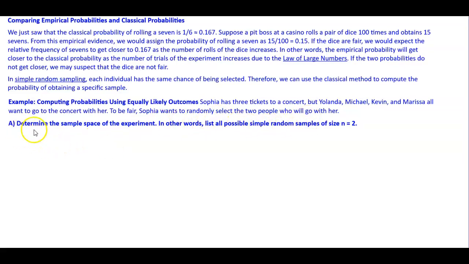So for part A, we're going to determine the sample size of the experiment. In other words, we're going to list all the possible simple random samples of size n is equal to 2. So the first one we can say is, we can pick Yolanda and then Michael. And then we can also say Yolanda and Kevin, and also Yolanda and Marissa.